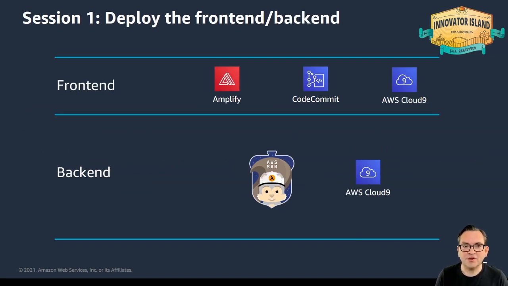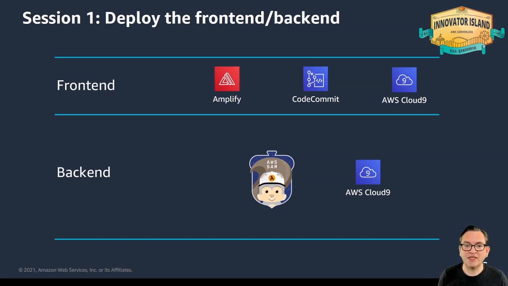To do this, we'll be using the AWS Amplify Console to connect the front-end code repo. This implements a CI/CD process automatically, and that means anytime that you commit changes to the repo, it automatically republishes the front end to a public URL.